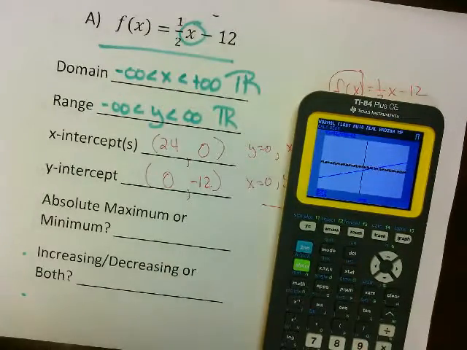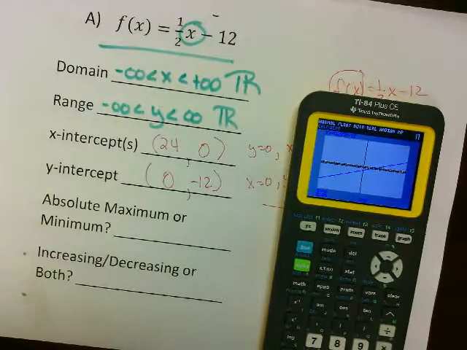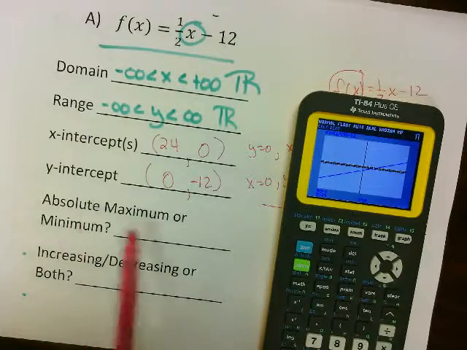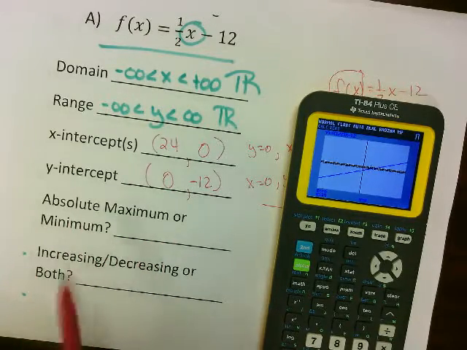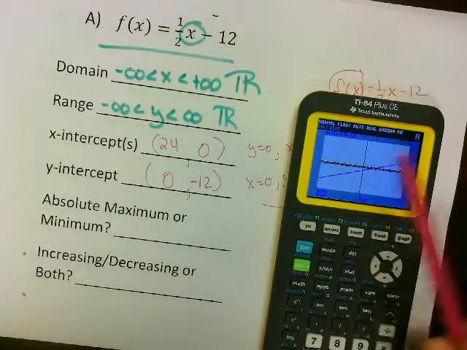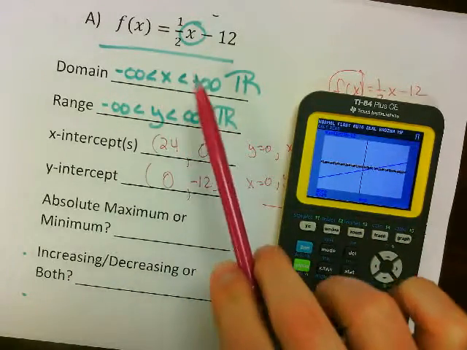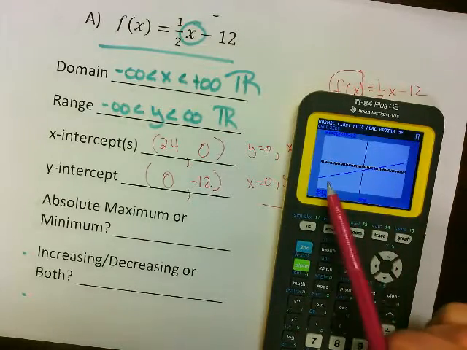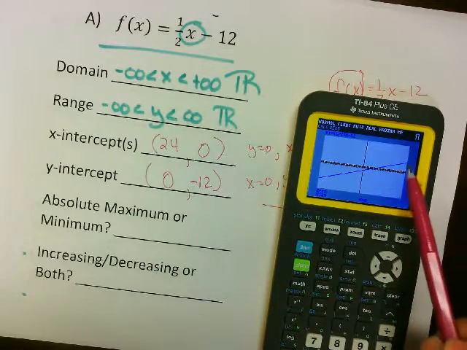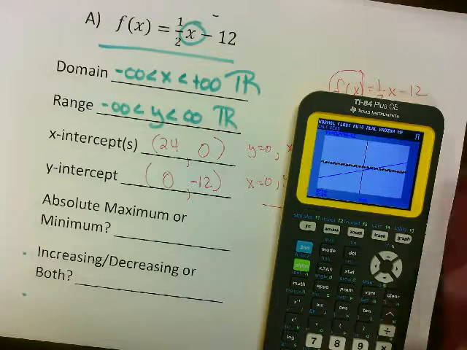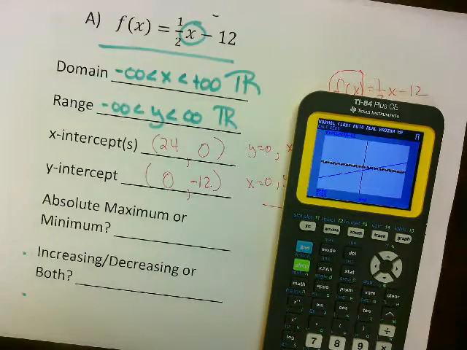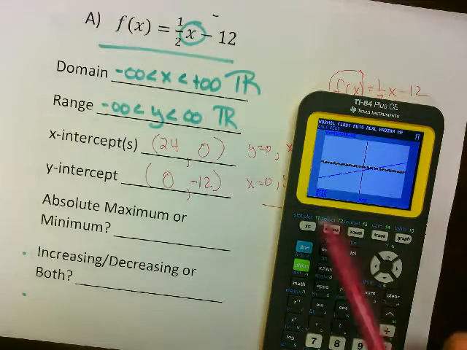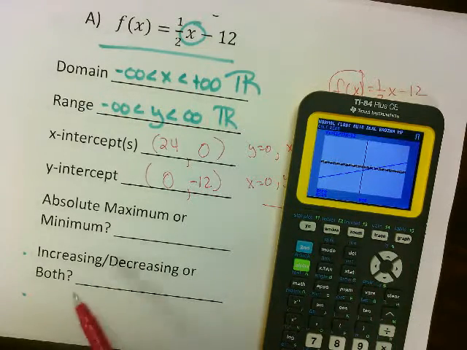So another key attribute when we look at graphs is we can decide if a graph has an absolute minimum or an absolute maximum. When we look at a linear function and we're thinking about this equation, f of x equals 1/2 x minus 12, you'll notice that you can think of this graph as having arrows on the ends, and that means it's going to keep going on forever down the x-axis, and it's going to keep going down towards the negative side of the x-axis as well.